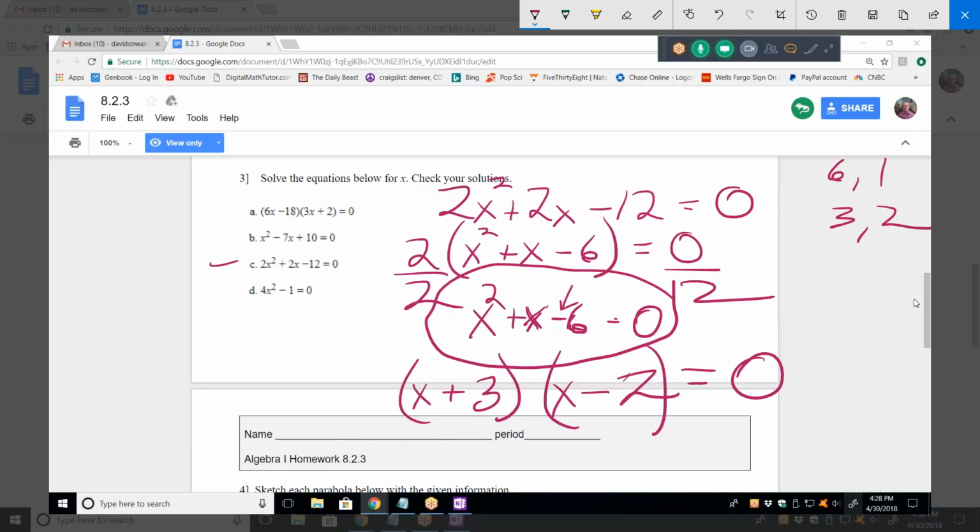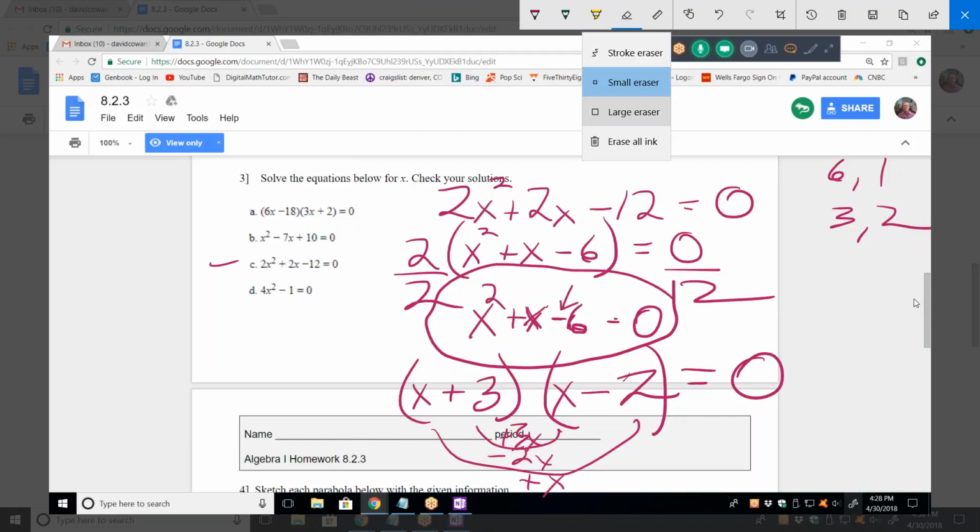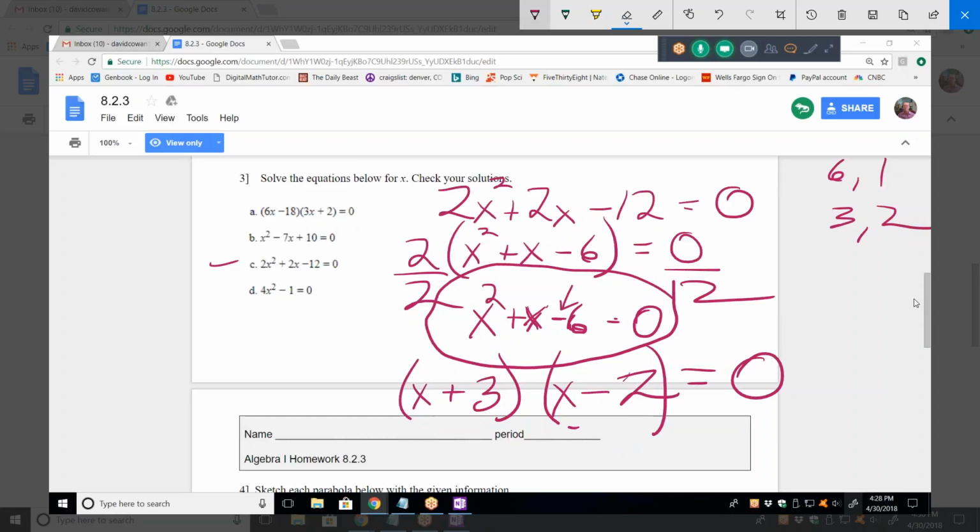Perfect. Now, I don't really need to check it, but if I were to check it, I would find that that's plus 3x, that's minus 2x. They add together to plus 1x, which is my middle term. So I definitely have done it correct. So what are my solutions? Your solutions are -3 and +2. Good. Very good.